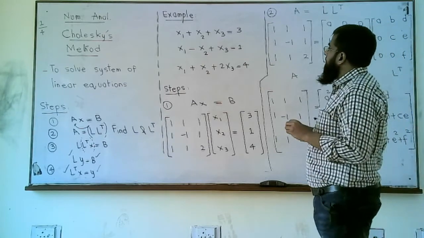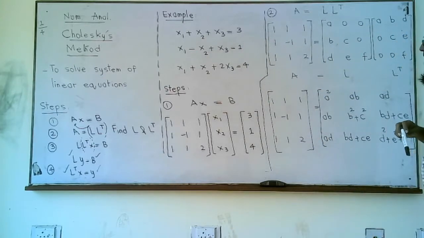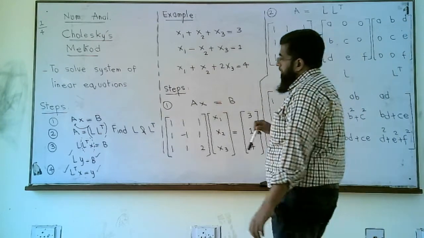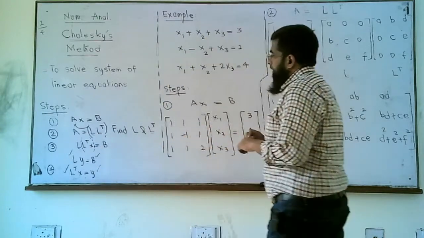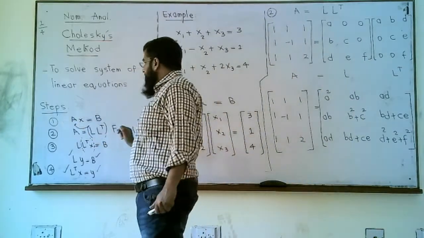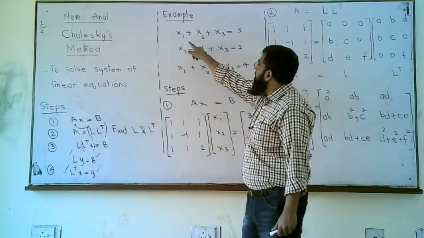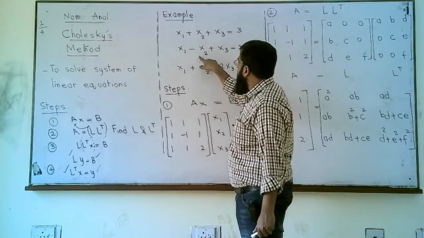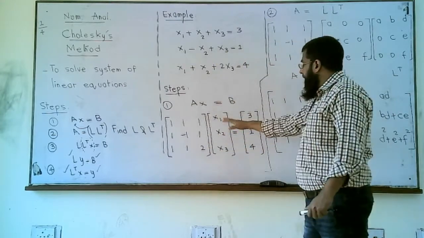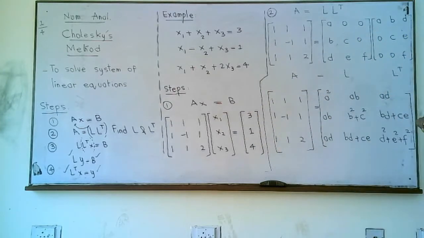Let's understand this method with the help of an example. I've written here a very simple example in which we have only three variables, x1, x2 and x3, and we'll go through these four simple steps to find the values of vector x. Let's start with step number 1. We have Ax is equal to b. A is the coefficient matrix 1, 1, 1, 1, minus 1, 1, 1, 1, 2. Then x1, x2, x3, and the values on the right hand side of these three equations written in the form of a matrix b.